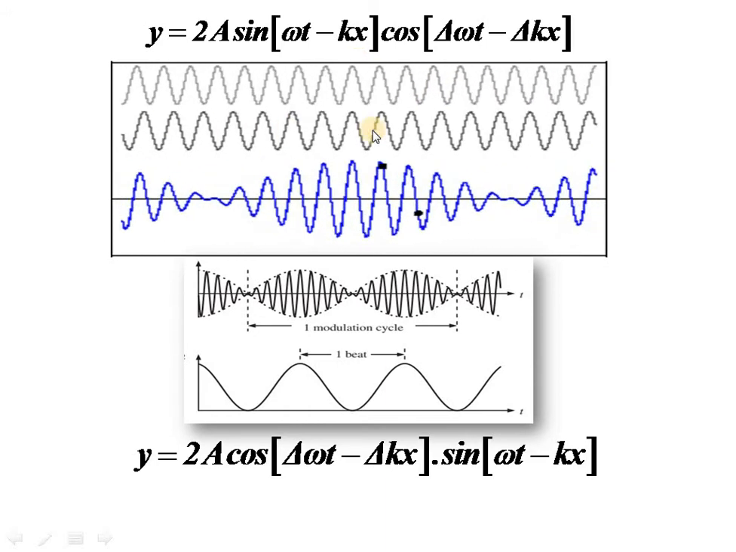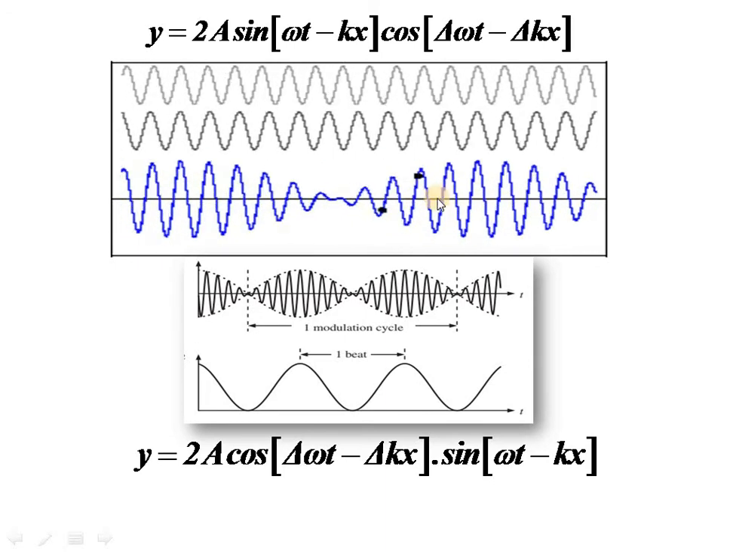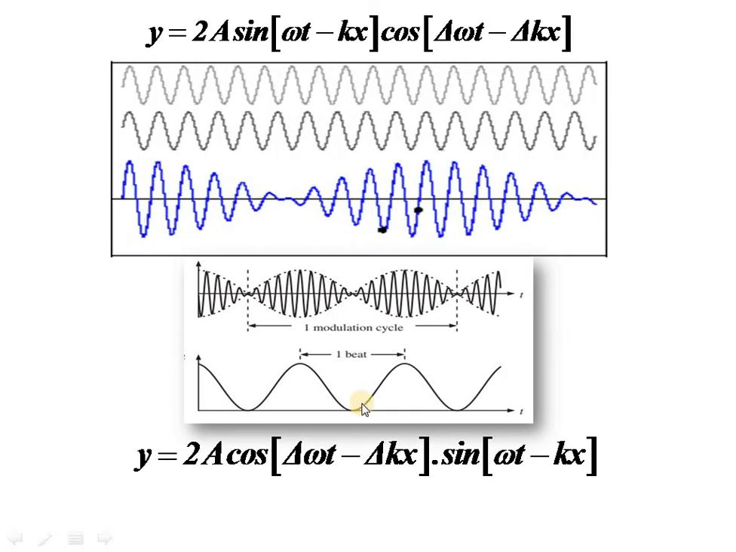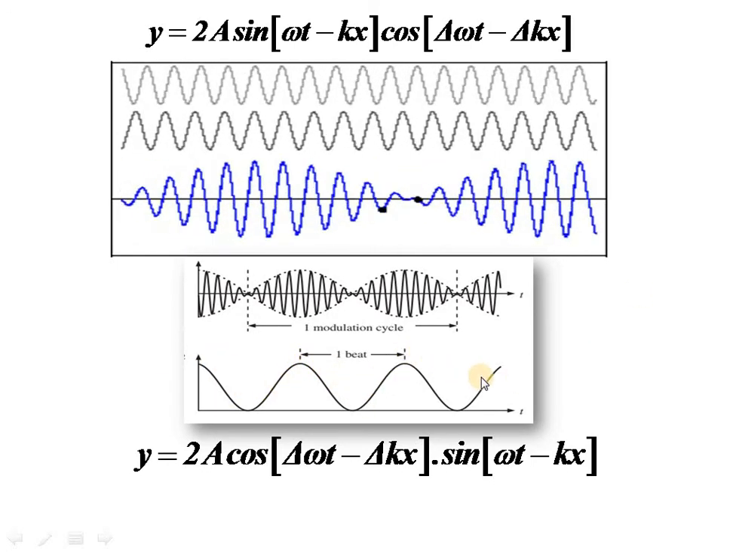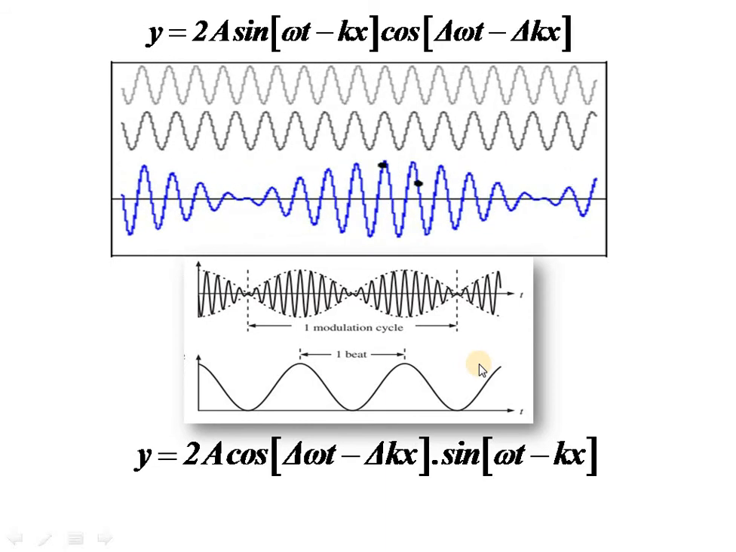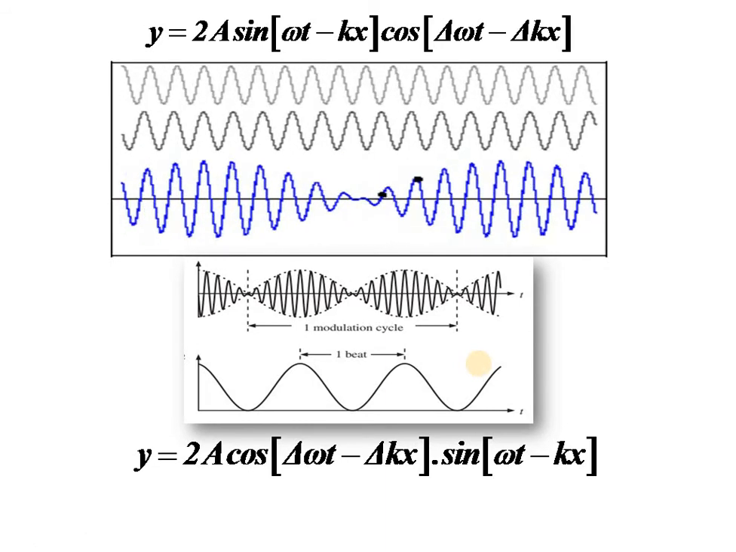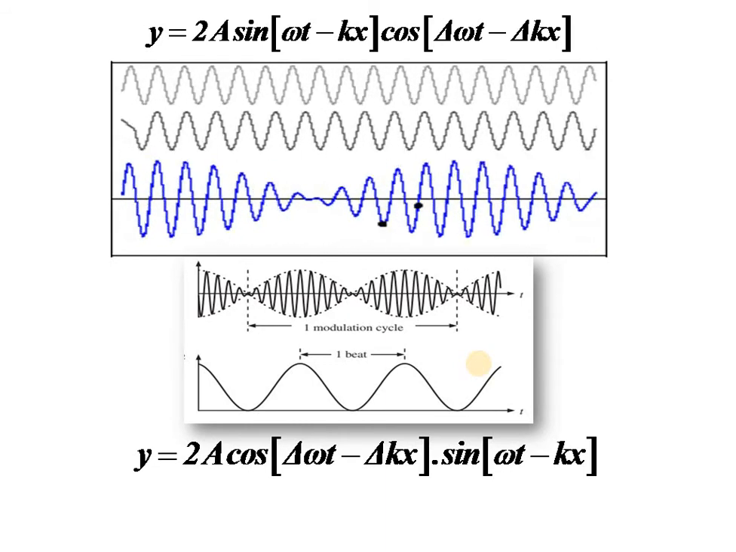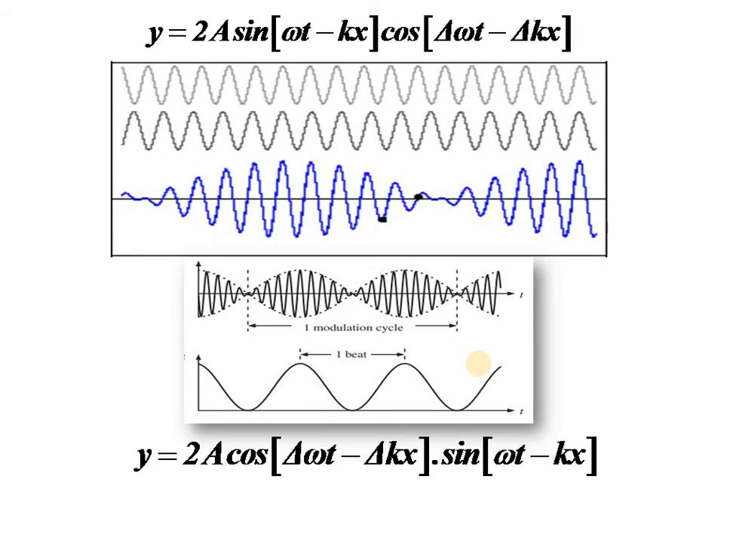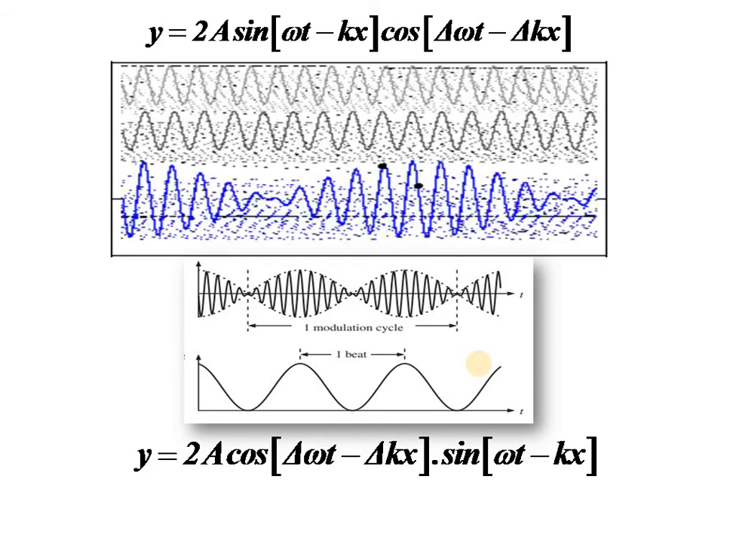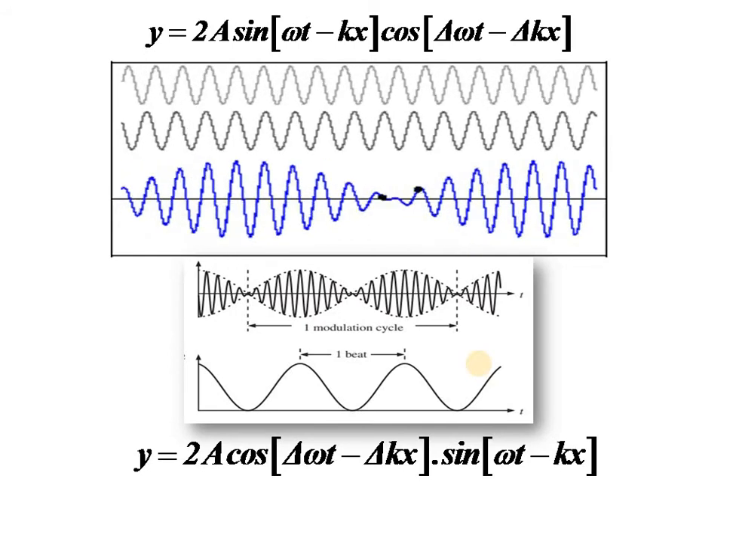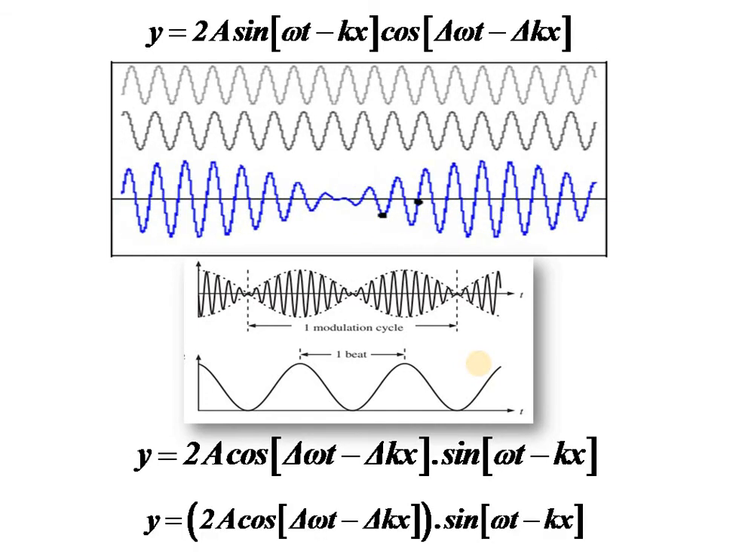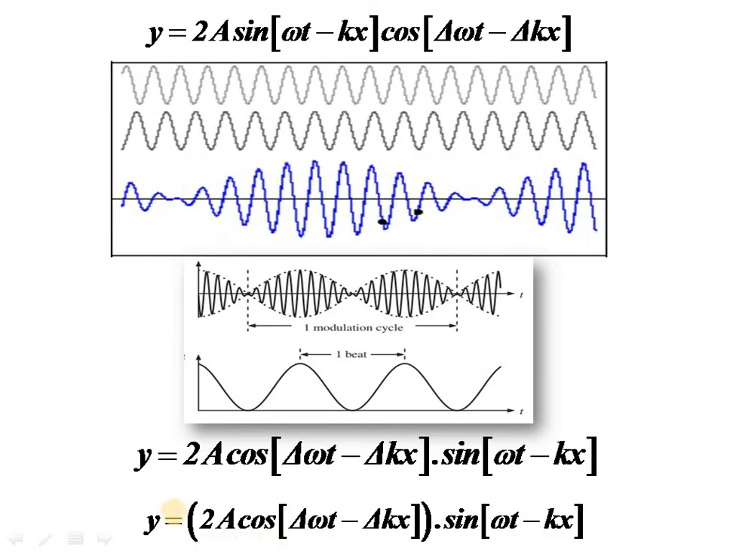Suppose this is f1 and this is f2, then the frequency of the resultant wave will be (f1 plus f2) by 2. And the envelope oscillation, which you can see here, will be oscillating with the frequency of (f1 minus f2) by 2 or (f2 minus f1) by 2. Sorry, the difference of the frequencies, where the negative sign is not important. We are simply dealing with the absolute value of the difference of frequency. Nothing to do with the negative sign. So that is specifically shown here.